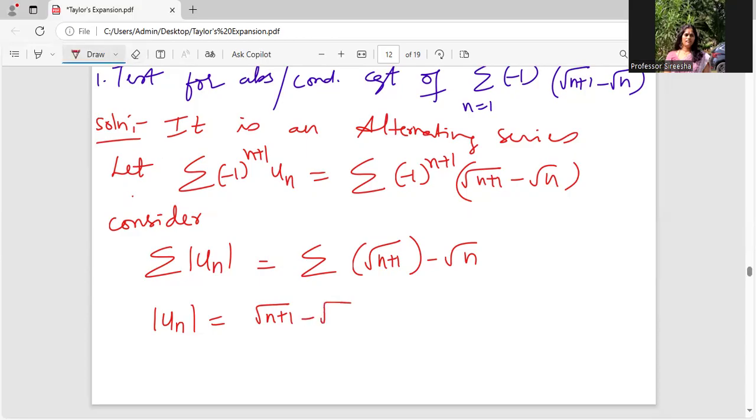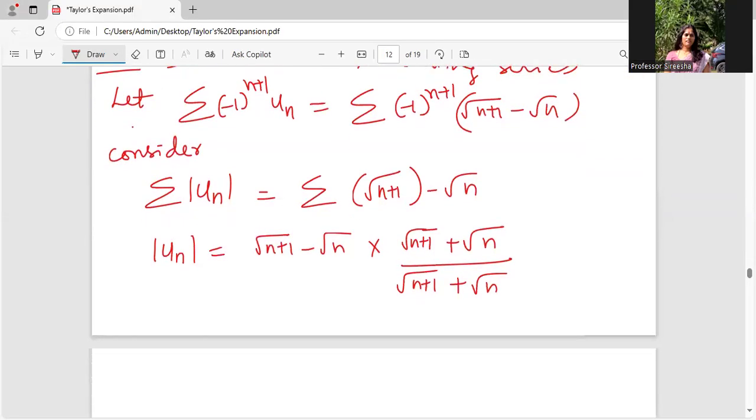Root n plus 1 minus root n, multiplied by root n plus 1 plus root n. How will I rationalize? If I have negative, I'll do it with positive. Why? Because a plus b into a minus b results in a square minus b square, removing the root, since I'll be squaring it. So I'll have under root of n plus 1 whole squared minus under root of n whole squared, by, in the denominator, root n plus 1 plus root n. As n tends to infinity I don't have a problem with the nth term.